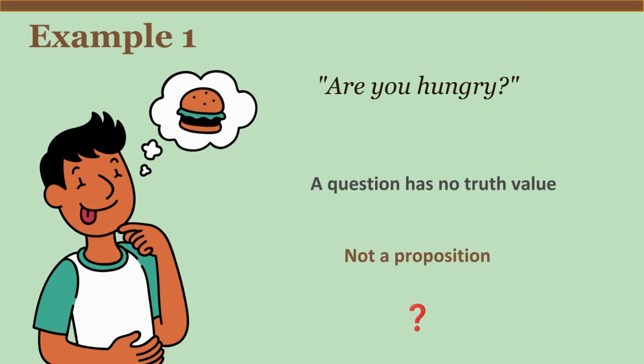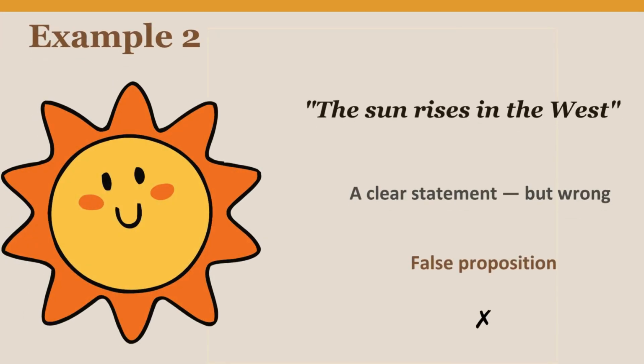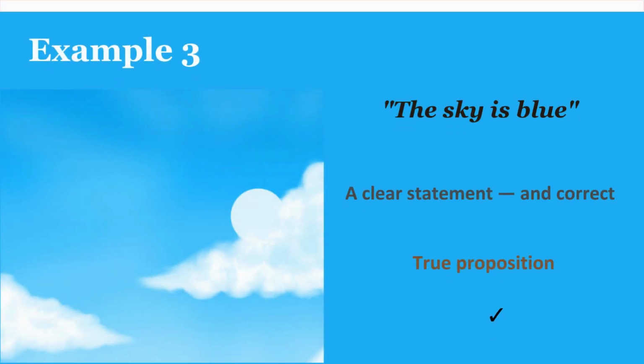Let's take a look at the first example. "Are you hungry?" is clearly a question that has no truth value, so it's not a proposition. But "the sun rises in the west" is clearly a proposition that is false. Another example of a proposition is "the sky is blue," which is a true proposition.